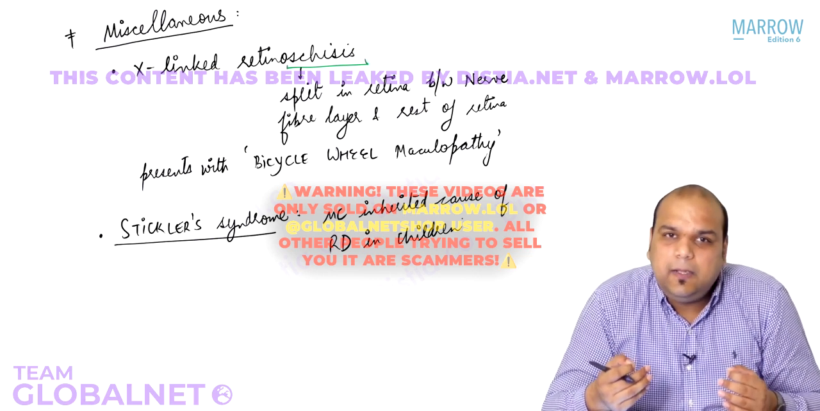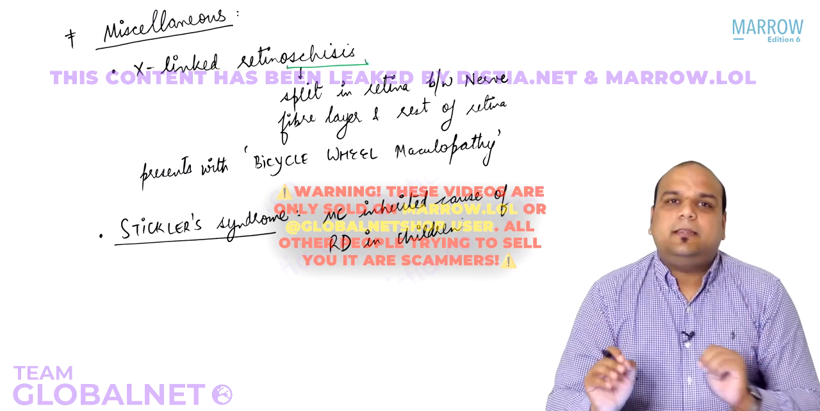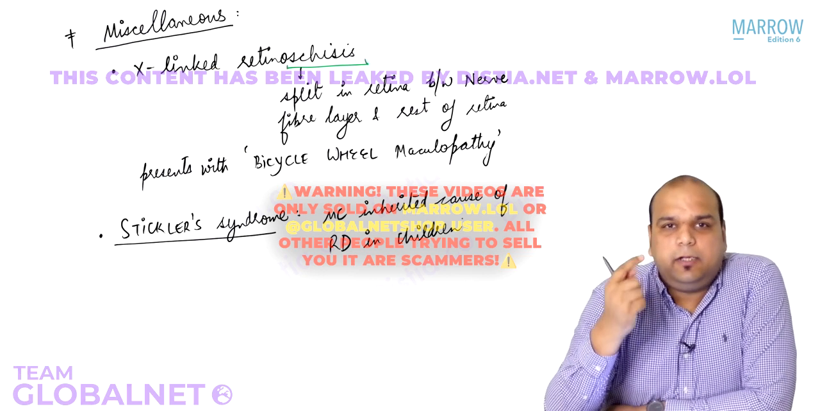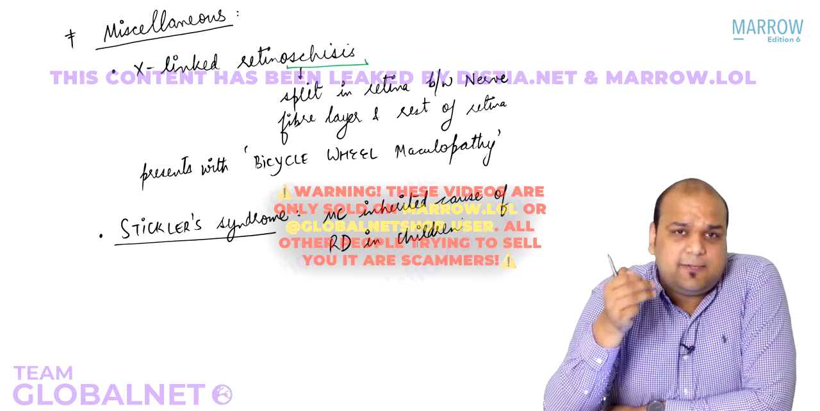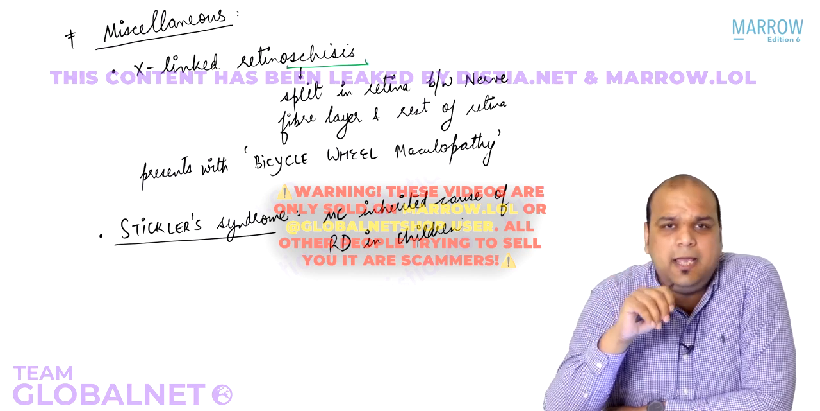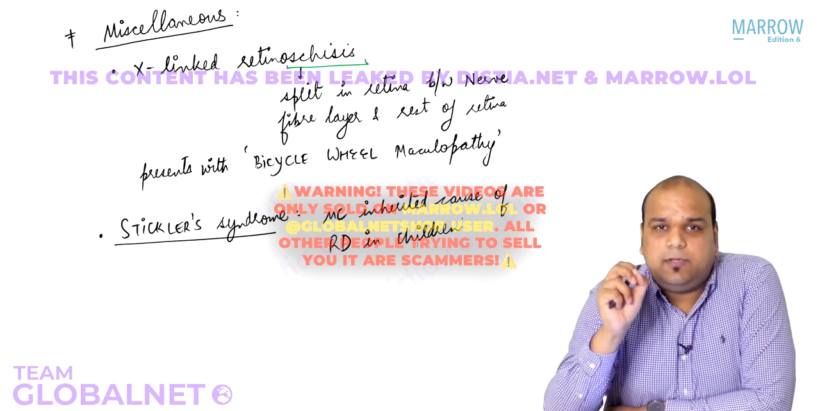Nyctalopia and Hemeralopia. Right? So that's our third group of disorders done, everybody. We have done the tumor, we have done the macular disorders, we have done the dystrophies. Now we start with our fourth group of disorders. That will be vascular disorders of the retina.